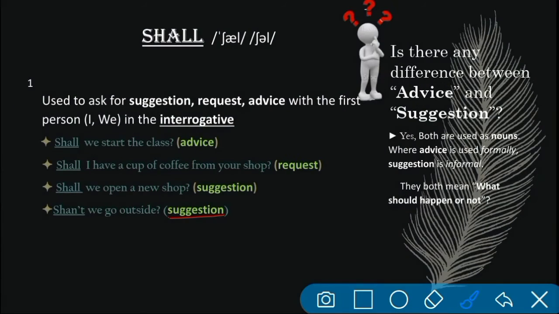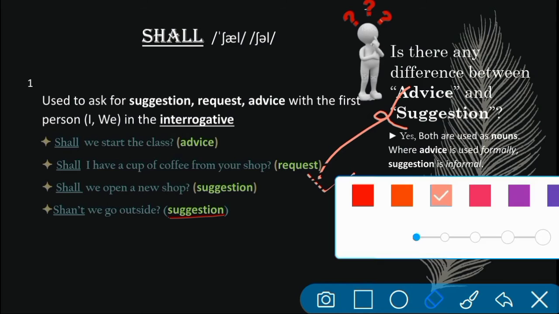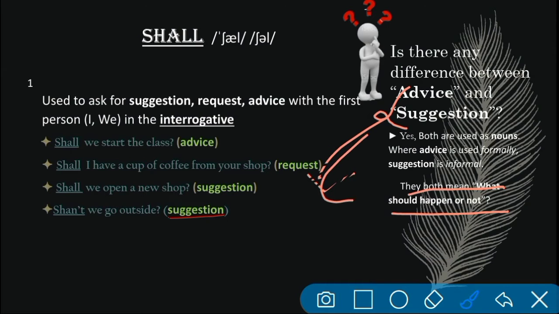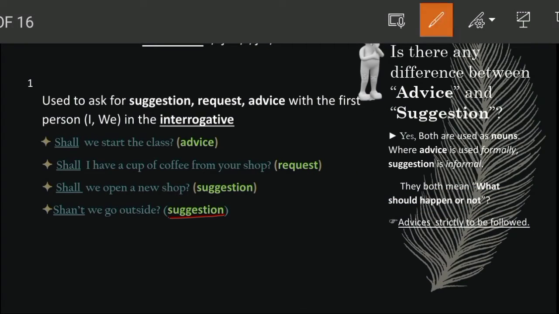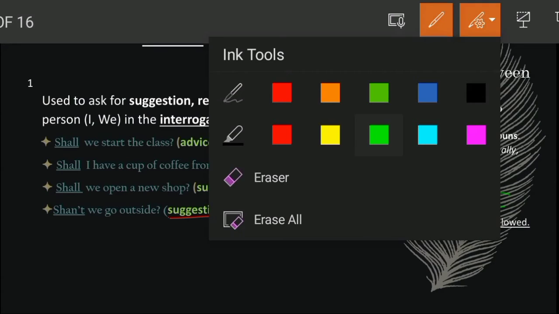Here I have written that they both mean what should happen or not. Advice and a suggestion both refer to one thing: what should happen or what shouldn't happen. What can happen or shouldn't happen in the future, or what should happen or should not be happening now. So they refer to these things.